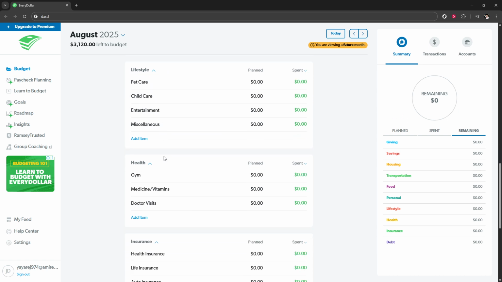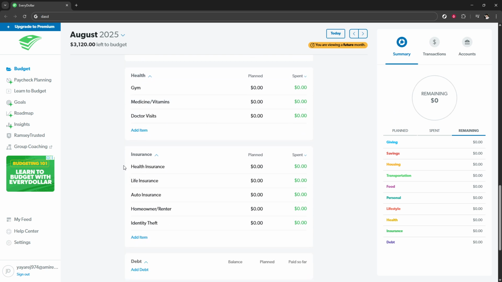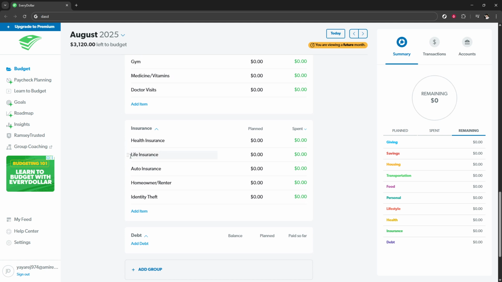Next, we consider health-related expenses, whether it's gym fees, medicines, or regular doctor visits. Staying healthy should be an integral part of your financial planning. Insurance is next up. Allocate funds for various types like health, life, and auto insurance. This way, you're prepared and protected against life's unforeseen events.